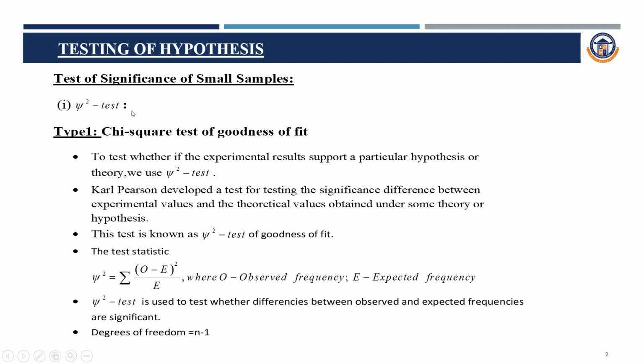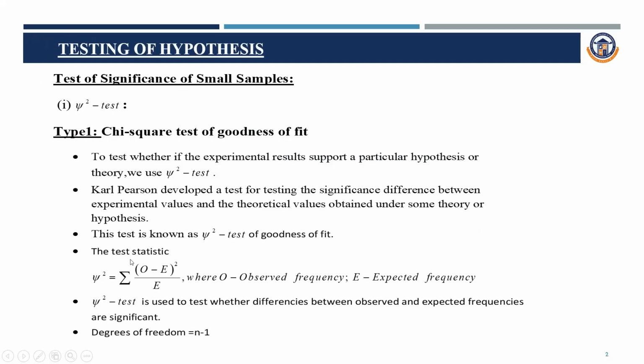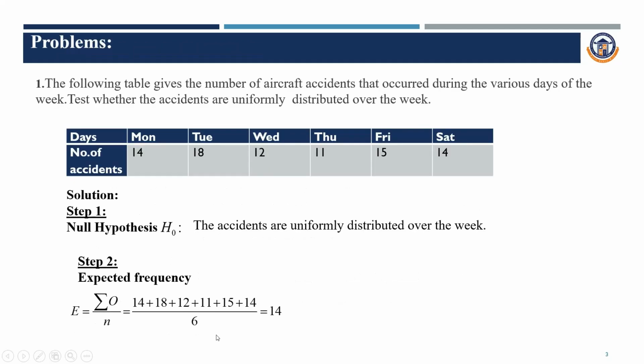In this chi-square test, there are two types. Type 1 is the chi-square test of goodness of fit. Here, the test statistic chi-square is equal to the summation of (O minus E) whole squared divided by E. O means observed frequency, E means expected frequency. In this type 1, the degrees of freedom is n minus 1.